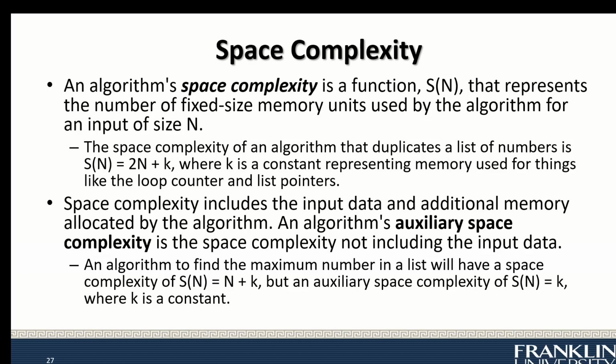The space complexity also includes the input data and additional memory allocated by the algorithm. The algorithm's auxiliary space complexity is the space complexity not including the input data. So again, the k is the auxiliary space. K is a constant. Your input size can change, but the loop variable, that amount of memory doesn't change.